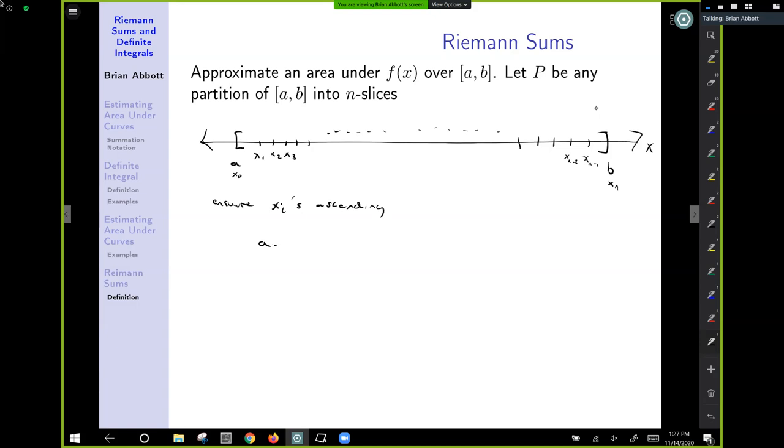A is equal to x0 is less than x1. You can't have any of them be the same. You need them to be ascending until you get all the way up to x_{n-1} less than x_n, which is your stopping point of b. And so what is each interval width?